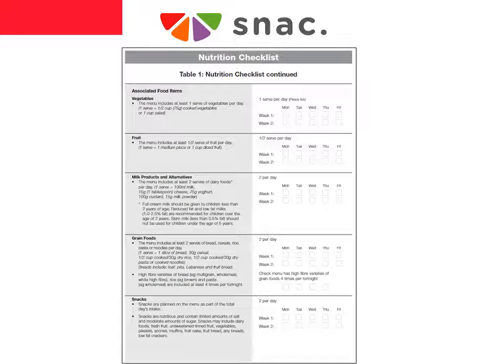So on the second page of the nutrition checklist, we've got associated food items, and these are our vegetables. So we need to make sure that children have 1 serve of veggies a day, half a serve of fruit, 2 serves of dairy or alternatives, 2 serves of grainy foods, and these need to include high fibre varieties at least 4 times a fortnight.